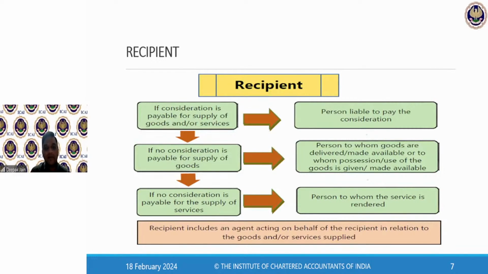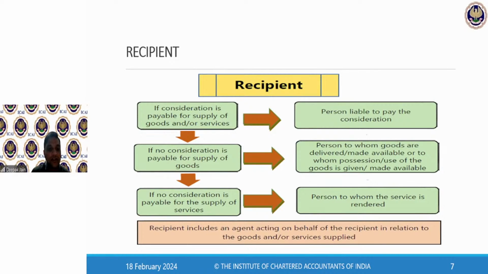So in that case, the person to whom these goods are delivered or made available is the recipient. It could be that I'm delivering it, or, like we discussed, an instance where a project is going on and the goods are already there. In case of a lease, the goods are already there, right? The person to whom these goods are made available or to whom possession is given becomes the recipient. Where consideration has to be given, the person who gives the consideration is the recipient. In a transaction where consideration is not to be given, it is the person to whom such goods are delivered.